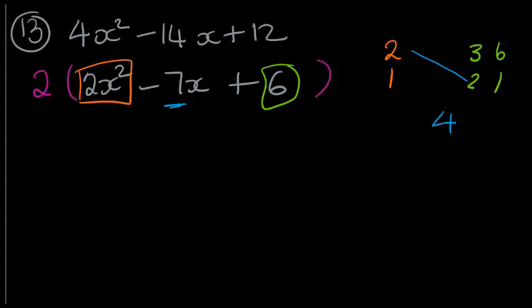2 and 2 gives me 4. 3 and 1 gives me 3. 4 and 3 definitely give me 7. If I add them up, I want -7, so it's going to be -4, -3.